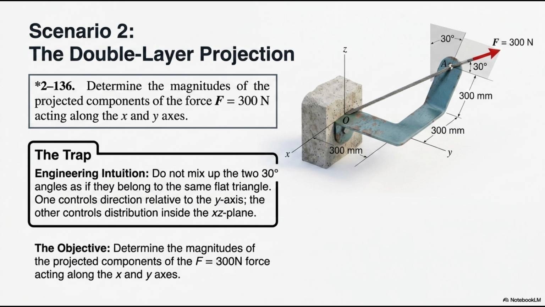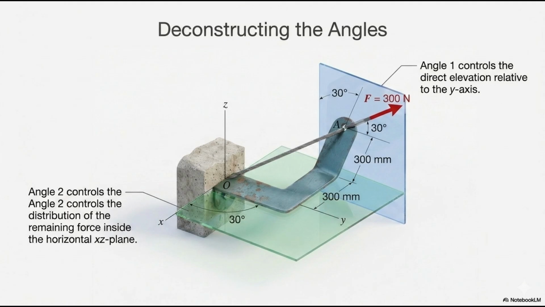Keep in mind, this is an orthogonal projection problem, not a standard single-plane breakdown. Our strategy is to interpret the angular layout, write out the complete Cartesian vector expression for the force, and then use the dot product with the unit vectors i and j to pull out our axial values.